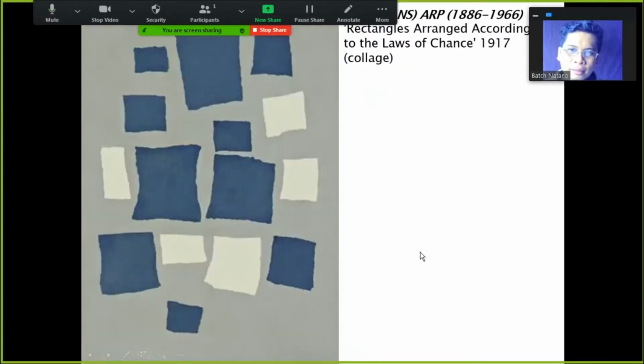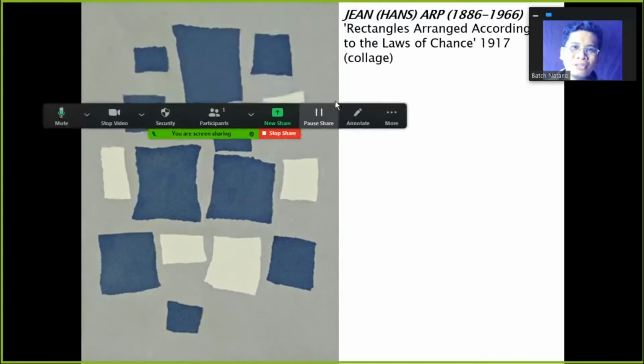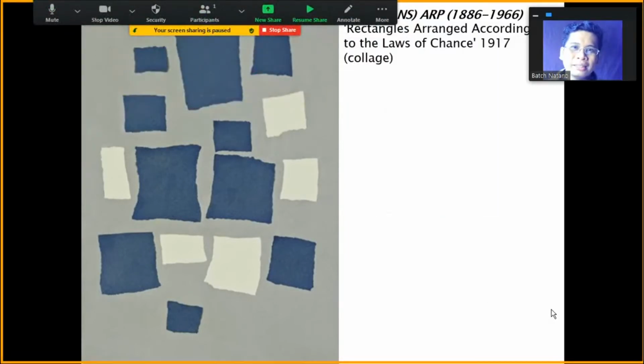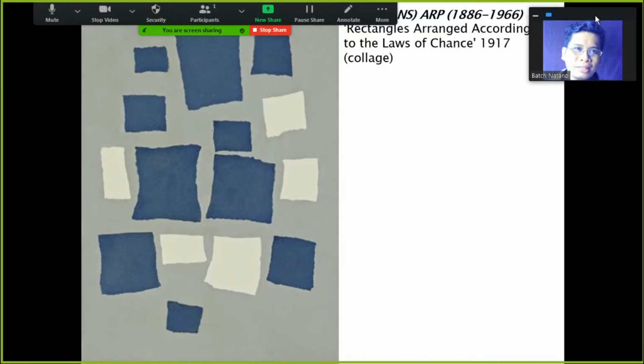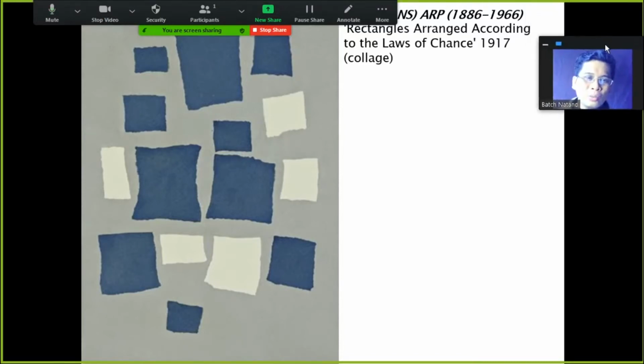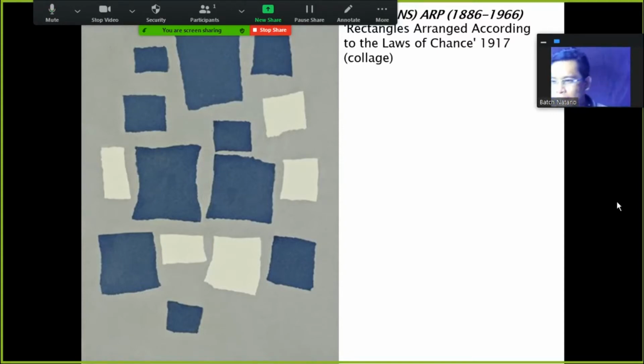Another one. It's far different from the others. It's rectangles arranged according to the laws of chance. It was a collage made way back in 1917. Thank you, Russell. Early 20th century. Look at that, the other image that we see.